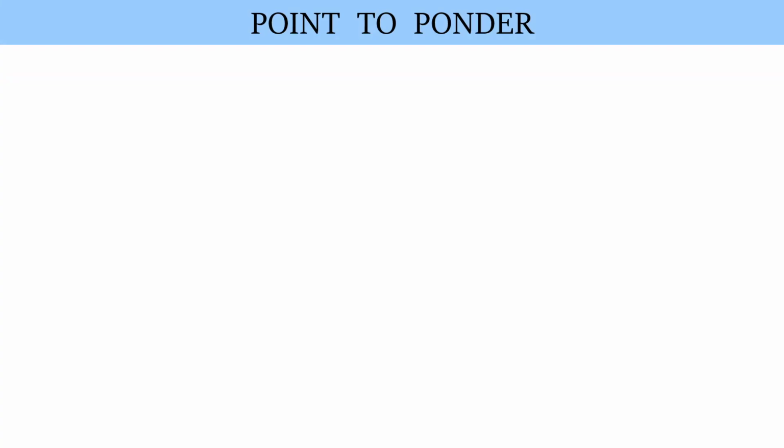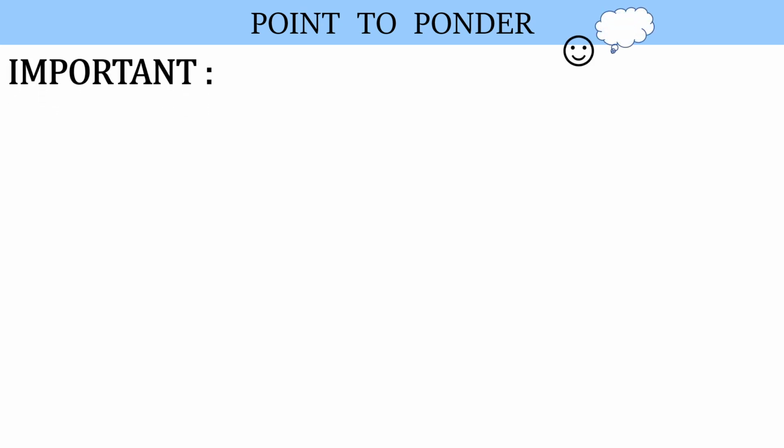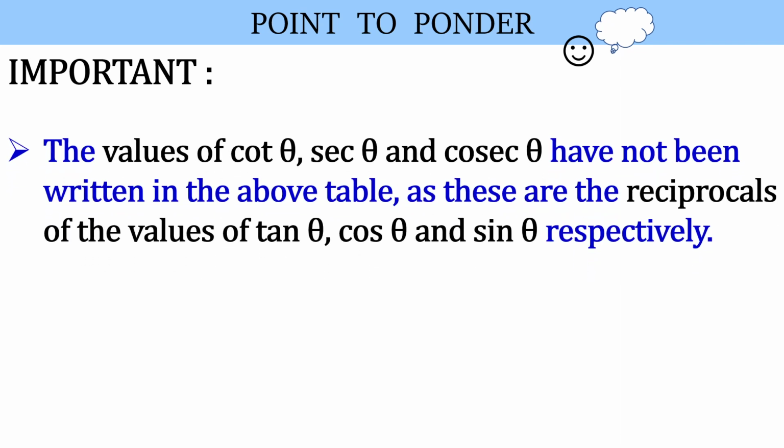Point to ponder. We have already seen the table and we have thought a lot. So let's see what there is to think about once again. These things are important, which we have seen when we were looking at the table at a glance. Let's see what that important thing is. Yes, the values of cot theta, sec theta and cosec theta have not been displayed in the table that we saw just now, because these are the reciprocals of tan theta, cos theta and sin theta. So if I know the value of tan theta, I know the value of cot theta.